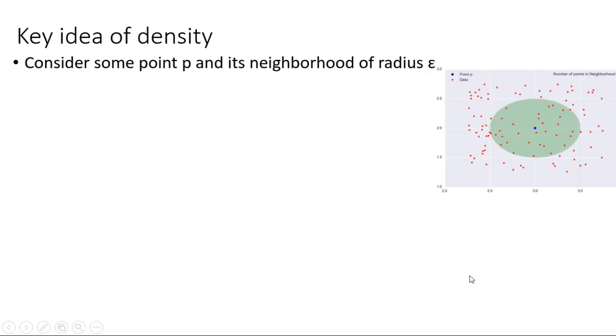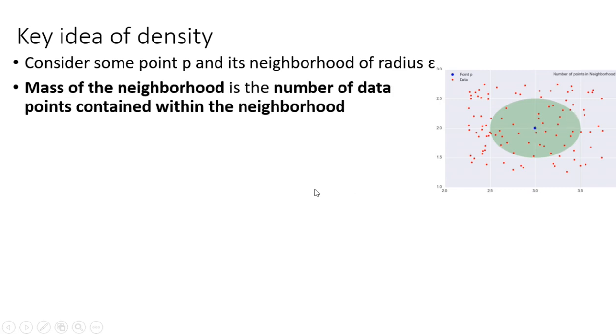Now coming to the key idea of data density, it is very important that you understand the concept of density here. So let's say I have a point P here and epsilon is the radius. How do you find the density? To find the density, the general math formula needs the mass and volume. So what is the mass of the neighborhood? In this case the neighborhood is all the data points within the green circle. So mass is the number of data points within the neighborhood. Let's say I have 100 red points in total, out of which 31 are within the green circle. Therefore the mass is 31.